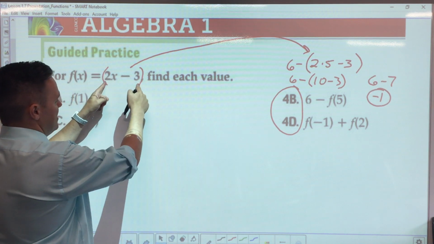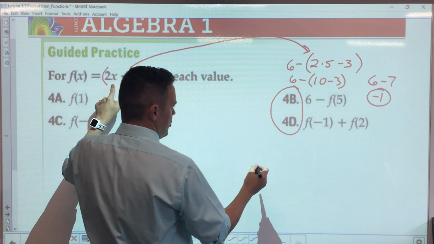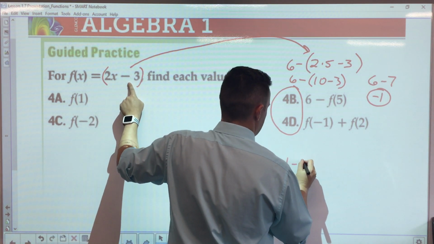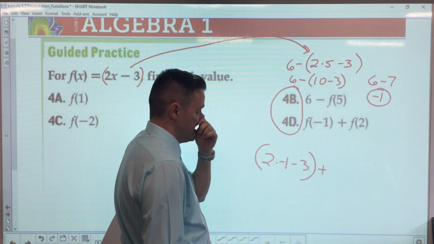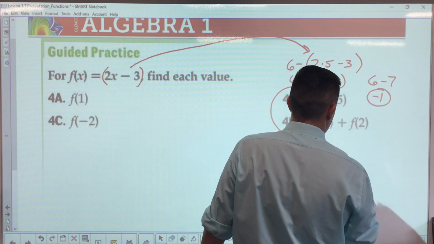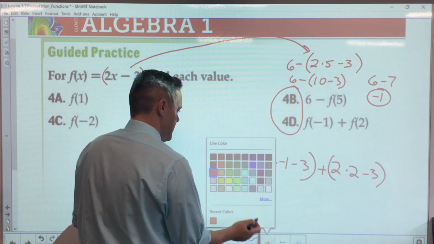Now this is the same thing, okay? So what you're doing is you're taking this value and you're plugging it into here. But instead, you're going to have 2 times -1, all right, minus 3. Associative property, and then you put plus f of 2. So I plug a 2 in here. So it would be 2 times 2 minus 3. All right, that's your setup.